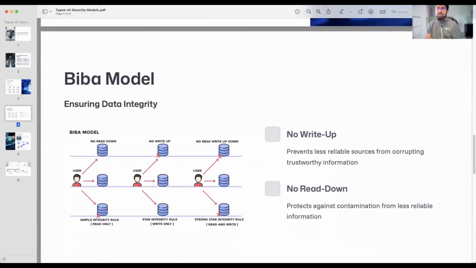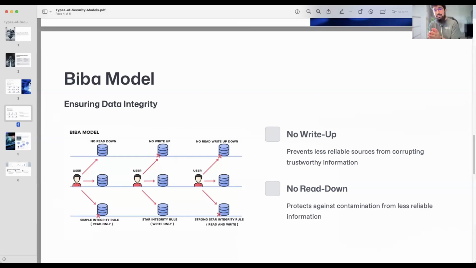We have another model called the Biba model. The Biba model emerged as a direct response to the Bell-LaPadula model. Bell-LaPadula was more about the confidentiality of the data, so this is basically addressing integrity concerns that Bell-LaPadula does not cover.